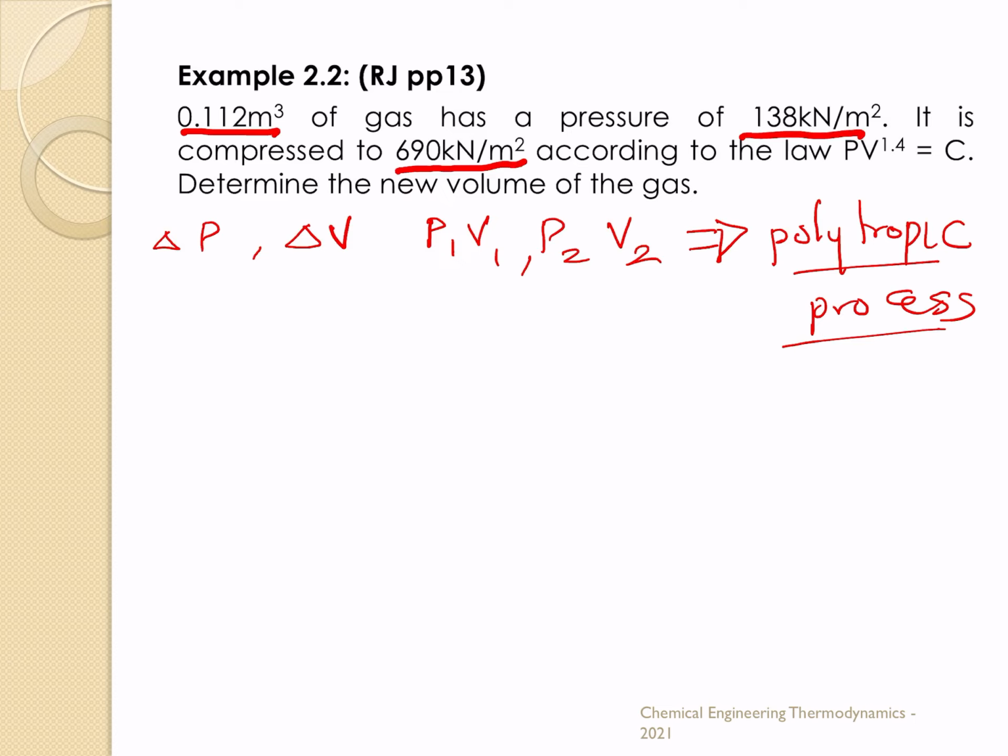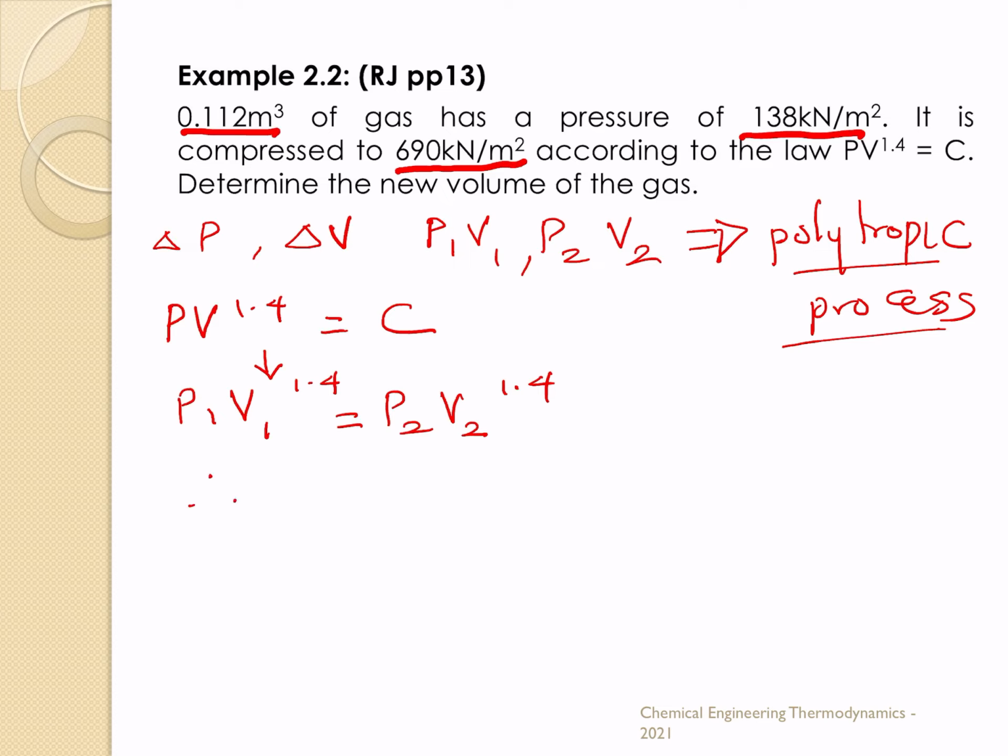The second thing we take note of from this equation is it says the law is PV to the power 1.4. Remember, we said our n can vary from 0 to infinity, PV^n equals C. So what this translates to is P1 V1 raised to power 1.4 equals P2 V2 raised to power 1.4. So that's that, and what we're looking for is the new volume. We're looking for V2, right? So let's try and make V2 the subject of the formula.